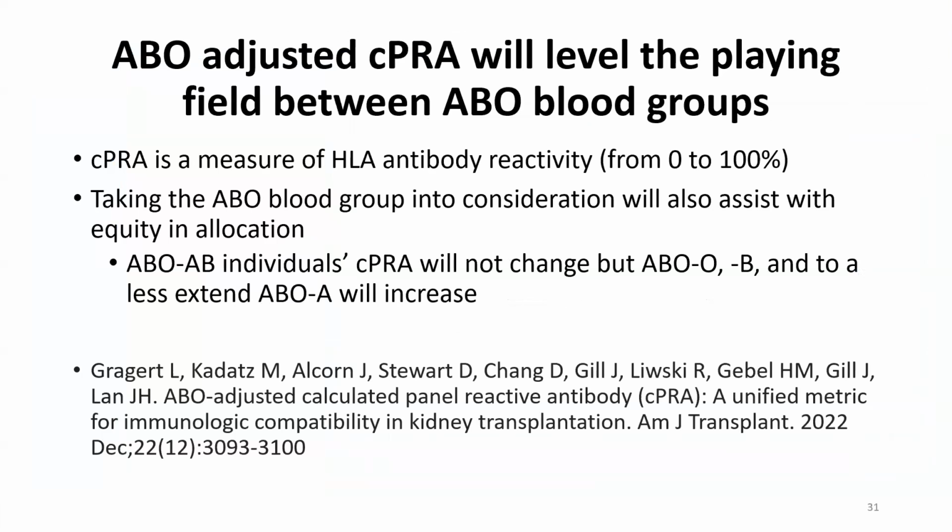The other thing I just really quickly put up here is another way that we can look at equity with regard to ABO blood group, something that will also be coming soon. I don't think we have a specific date yet, but we're going to be adjusting the way we calculate PRA. PRA is the HLA measure of antibody reactivity from 0 to 100%. That also takes into account the ABO blood group. If you haven't already seen this paper, it's a great paper, and it describes how we can adjust a little bit for blood group when we're calculating CPRA for patients. That will make it a little bit more equitable as well.